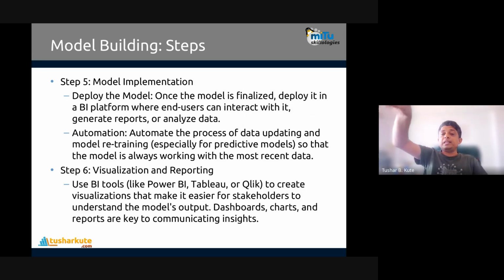Deployment is possible where they can collect the data and perform all the steps and then perform the predictions, generate novel insight from it. It's possible. Automation is a part of it. Automation is to automate the process of data updating and model retraining.